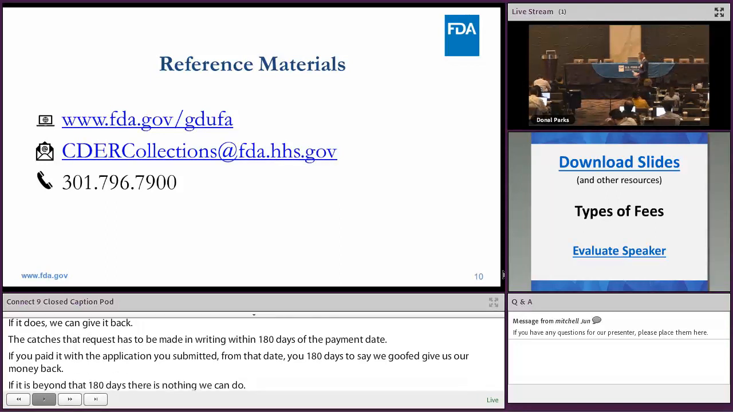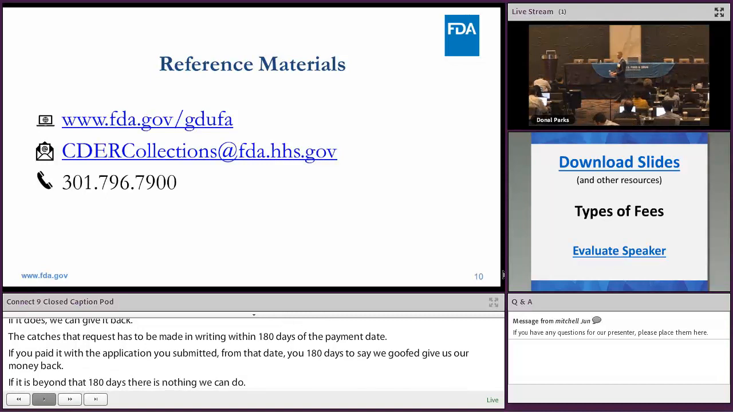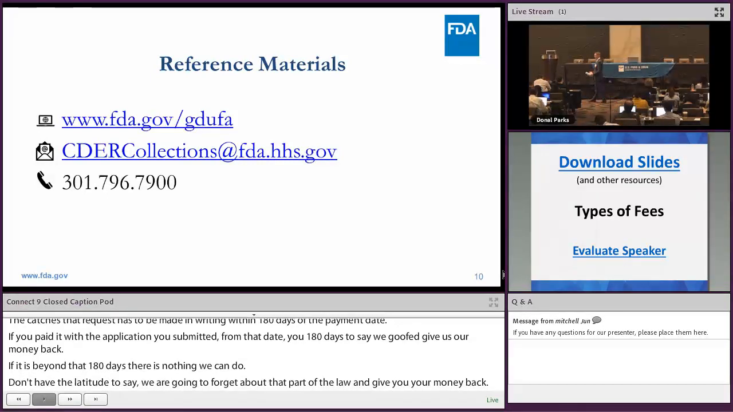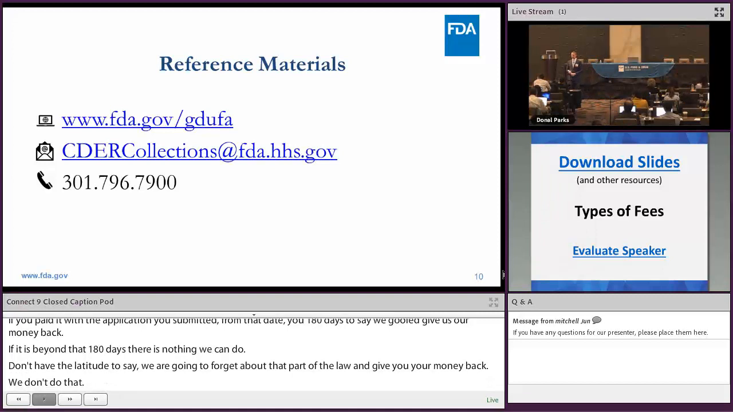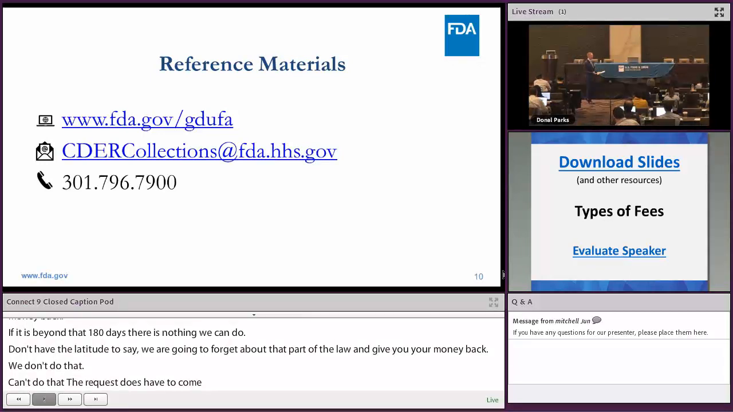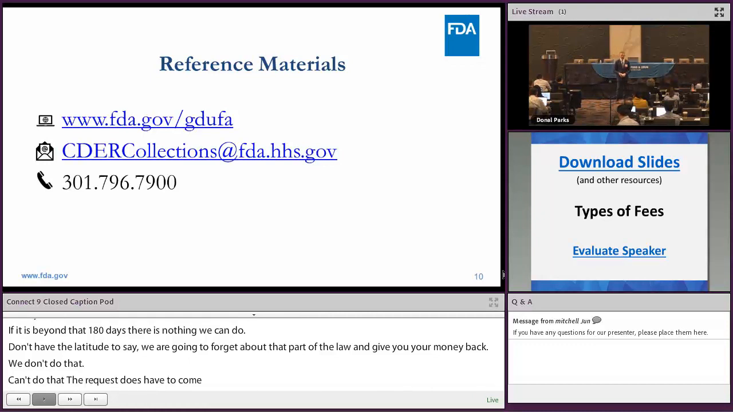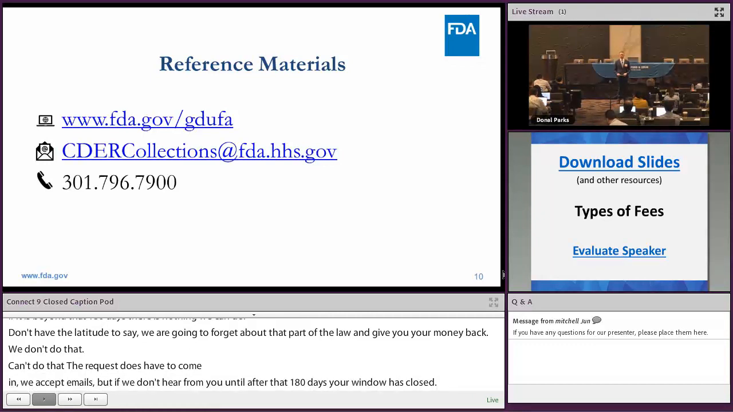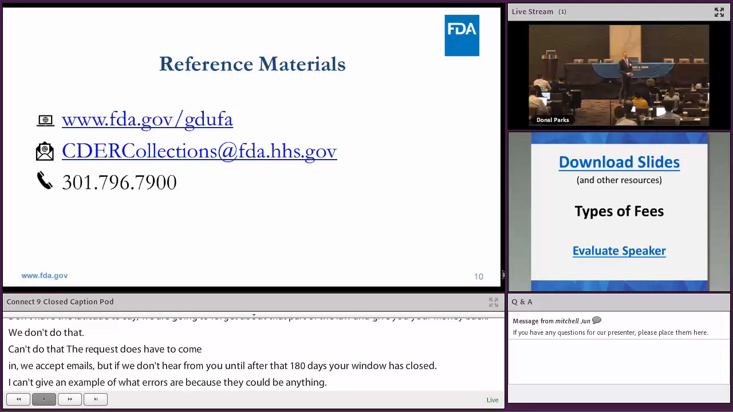And the request does have to come in writing. Generally, we accept emails as writing, even though it's just electronic blips. But if we don't hear from you until after that 180 days, then your window is closed. And I can't really give an example of what errors are because they could be anything. So we don't define it. But it can't be that I changed my mind and didn't want to do it. Something like that isn't going to hold a lot of water. People have tried.